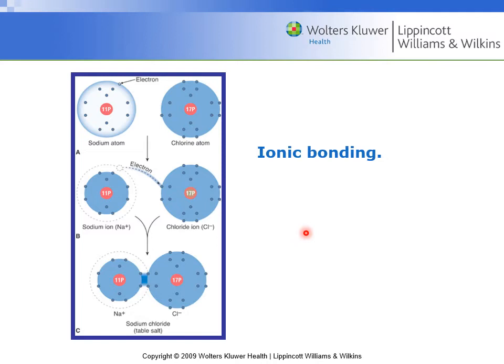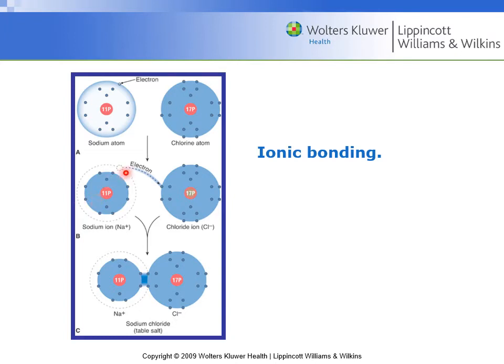Chlorine has 17 protons. Chlorine has the arrangement 2-8-7. So chlorine wants to take in an electron to attain stability. Remember we mentioned these elements want to be stable. So when you look at sodium wanting to lose an electron, chlorine wants to gain one. So what happens?